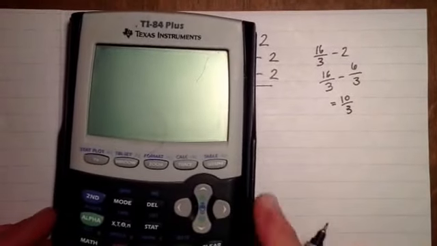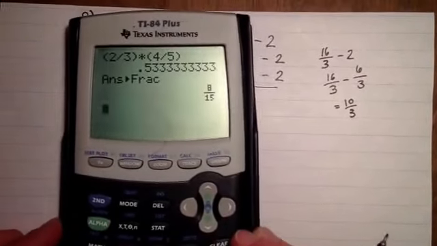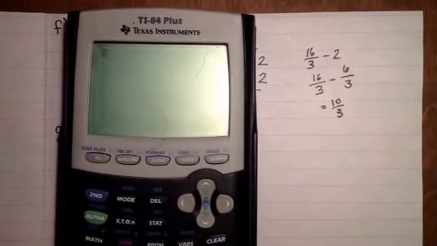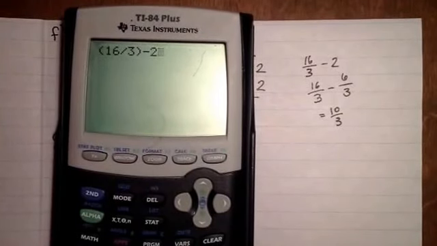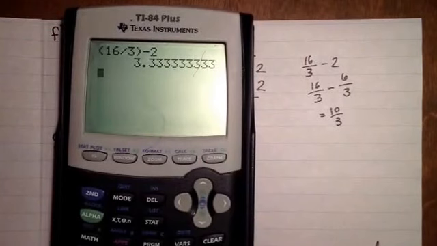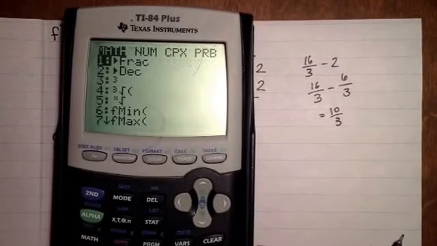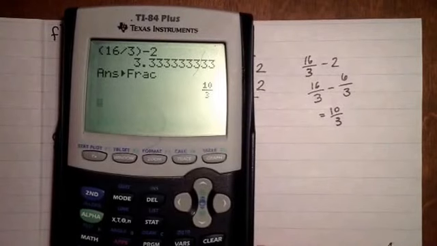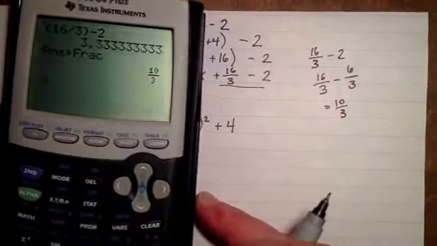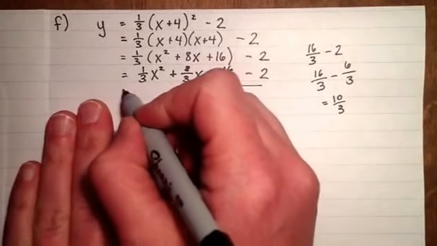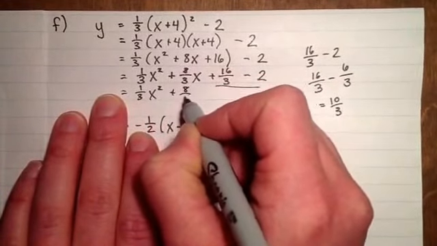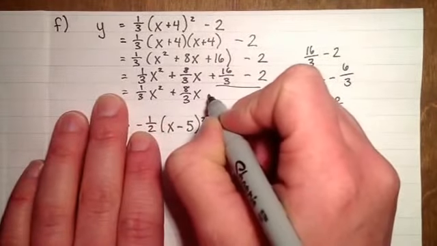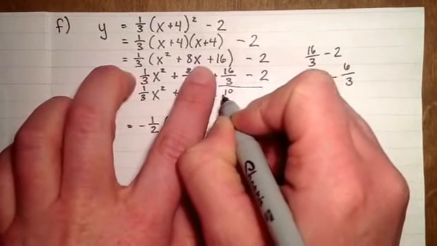If you're not comfortable with that, I mean, you should practice getting comfortable with that, but if you're not right now, you can do this. So on your calculator, open brackets, 16 divided by 3, close brackets, subtract 2, press enter. You get this. This isn't super useful, but then if you press math and then enter twice, it gives you 10/3. So if you need to, do that. So then our answer here is 1/3 x squared plus 8/3 x plus 10/3.